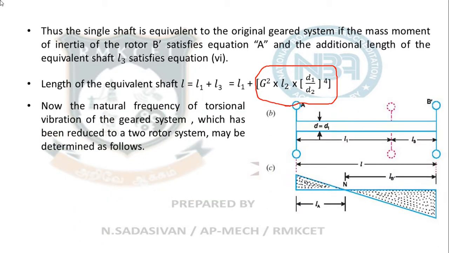Now the natural frequency of torsional vibration of the geared system, which has been reduced to a two rotor system, may be determined as follows.